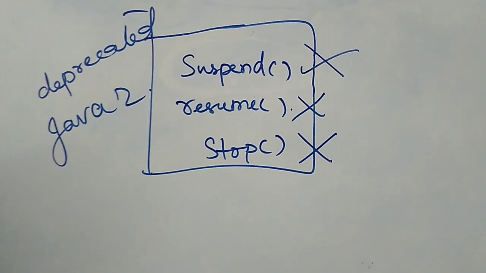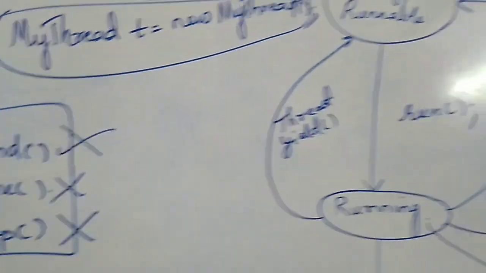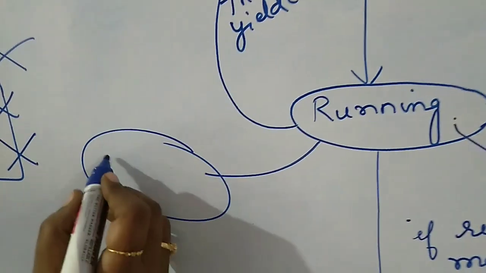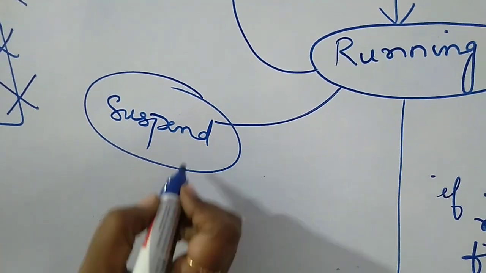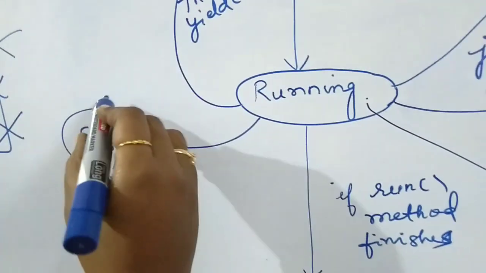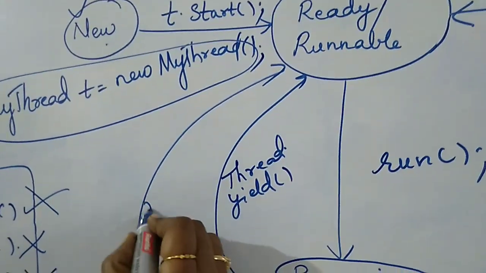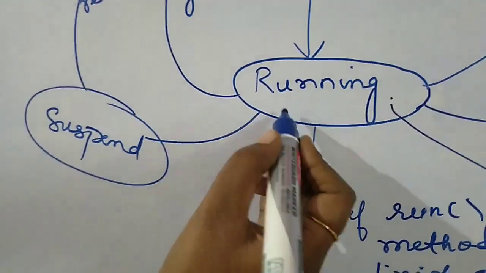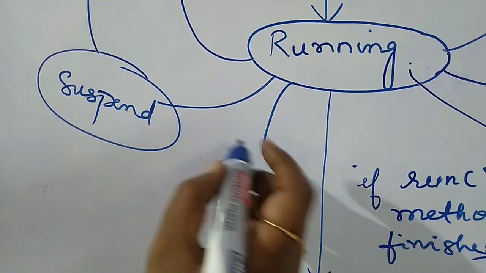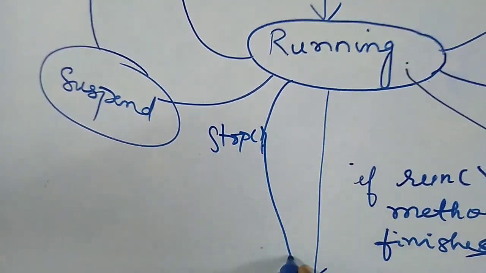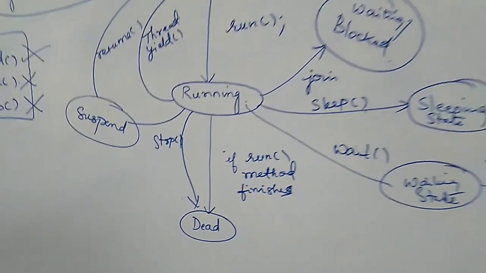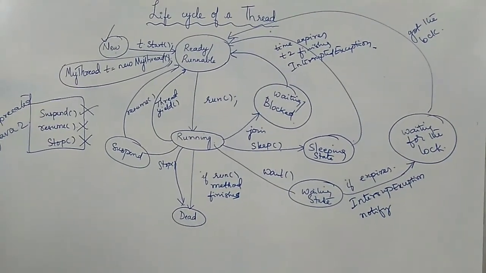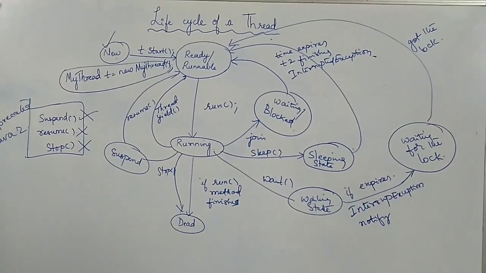But we'll see in the life cycle of a thread how these methods work. Coming to the running thread, it can enter into a suspend state. It enters back into the ready state or the runnable state when the resume method is called. And when a stop method is called on the running thread, it enters into the dead state. So these are all the methods, friends, and when we apply them on a thread, which state the thread goes to, all that we have seen in this life cycle of a thread.